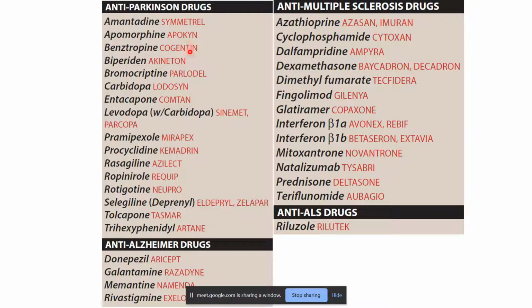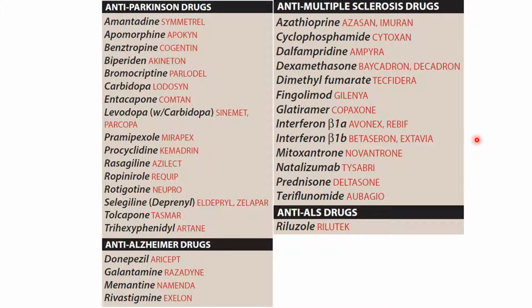So these are drugs for Parkinson's disease, and then there is Alzheimer's disease, and anti-Alzheimer drugs include donepezil, galantamine, rivastigmine, and memantine. Galantamine and rivastigmine are used commonly. Other drugs are new ones, so less data is available on their efficacy.